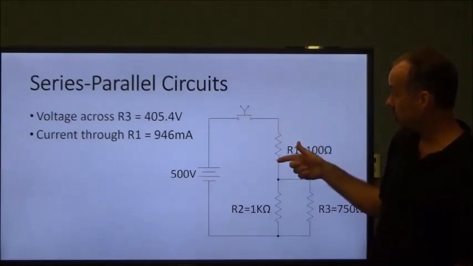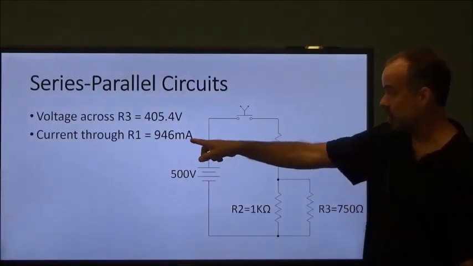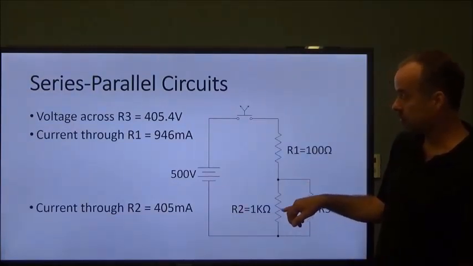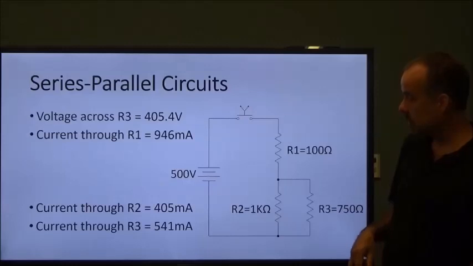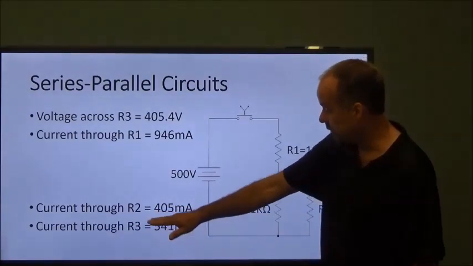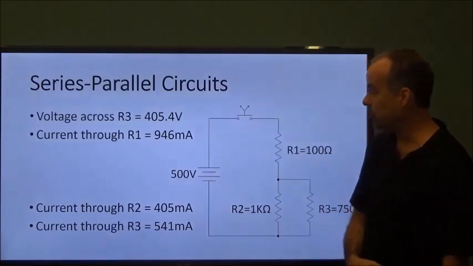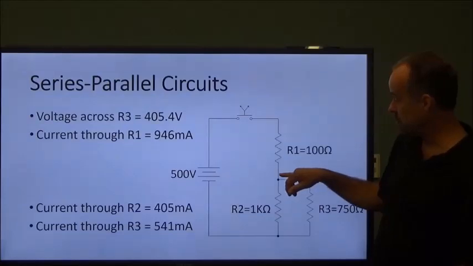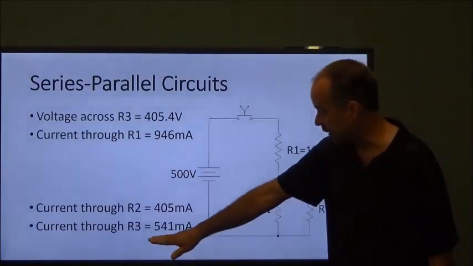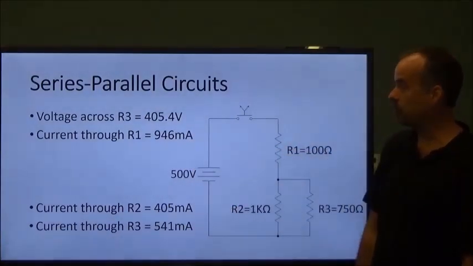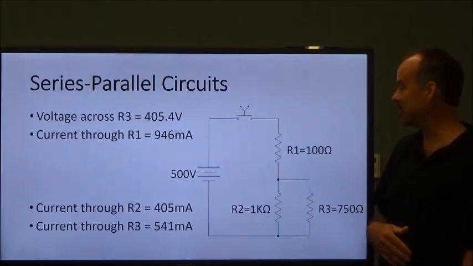The current through R1, since it's on the main branch, is 946 milliamps. Current through R2 is 405 milliamps, and the current through R3 is 541 milliamps. If we wanted to confirm this, these two should combine to equal the total current. If you add the 405 and the 541 together, it does come up to my 946 milliamps.